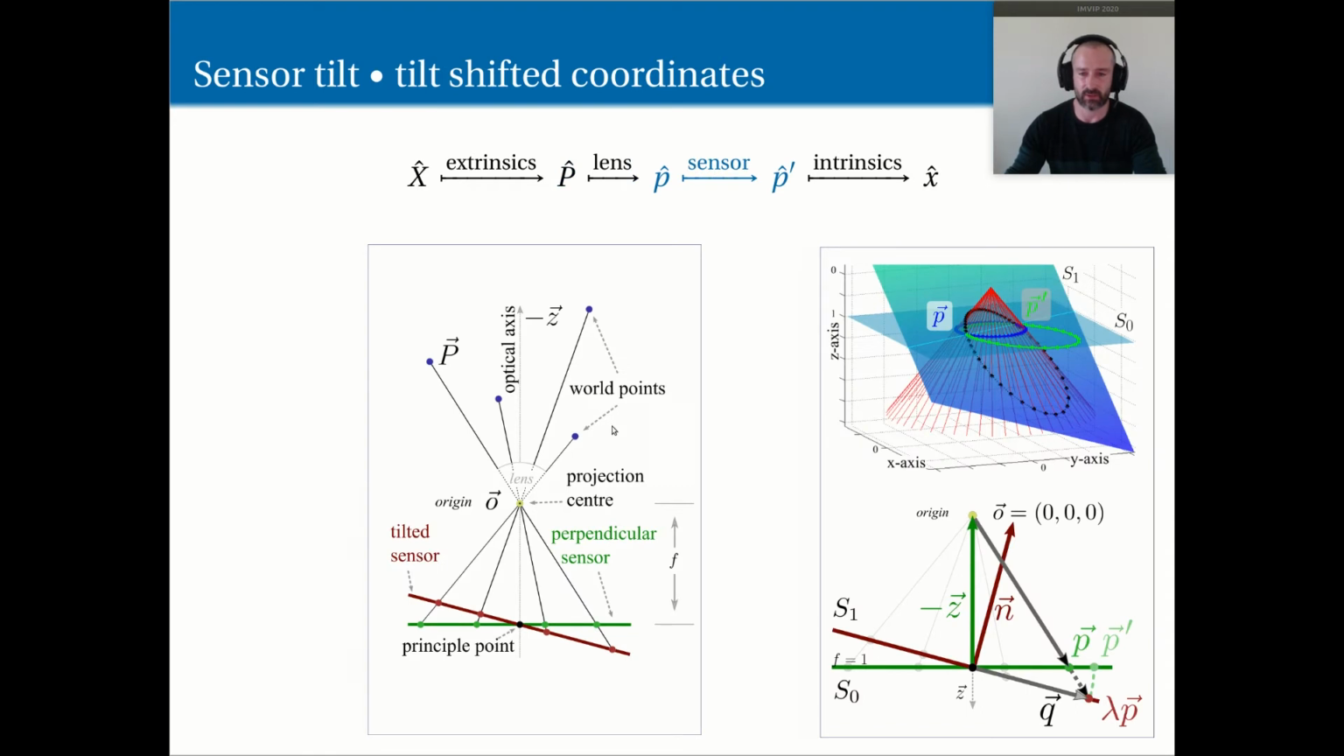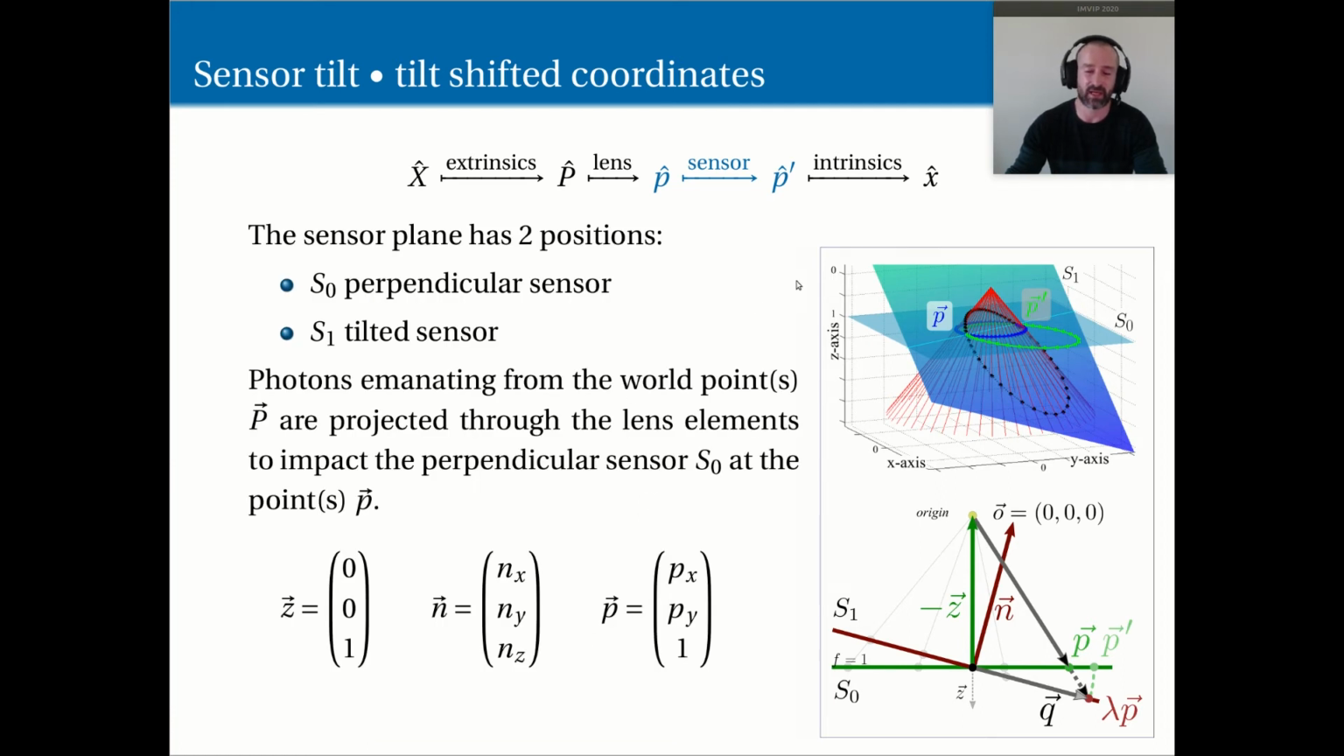And this brings us now to the main result of the article, where we move from the lens distorted coordinates P to sensor tilt distorted coordinates P prime. Our schematic here shows our ideal sensor in green perpendicular to the optical axis and our tilted sensor in red. So for a given field angle, theta, we have a cone of possible light paths. This is intersected by the ideal sensor S0 to create a circle of points P and our tilted sensor S1 to create this black ellipse of points here.